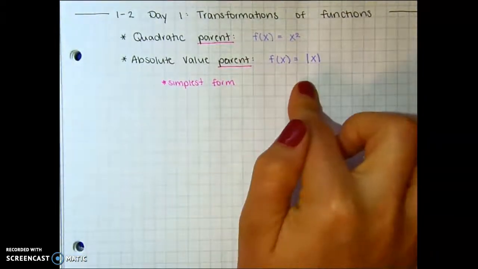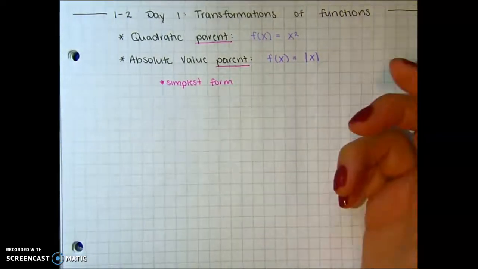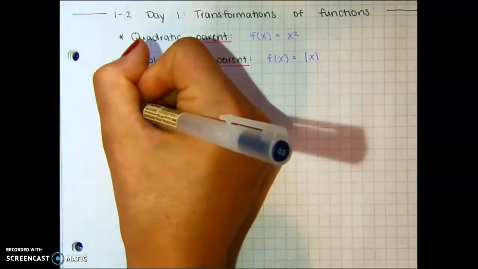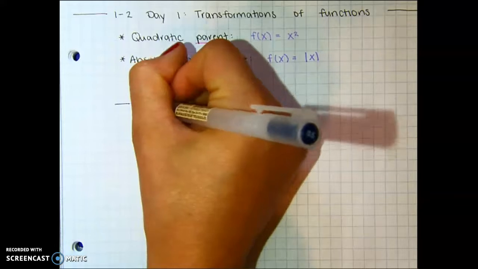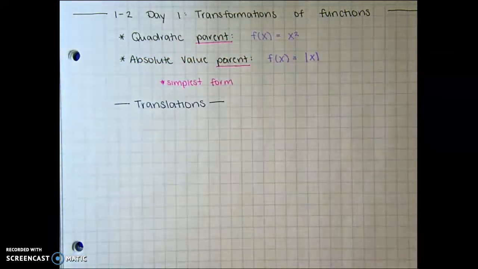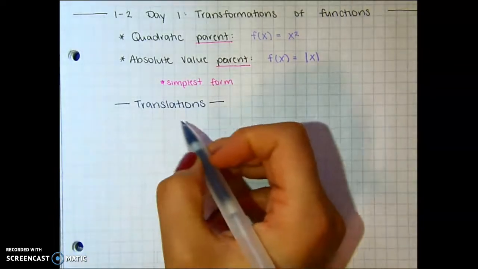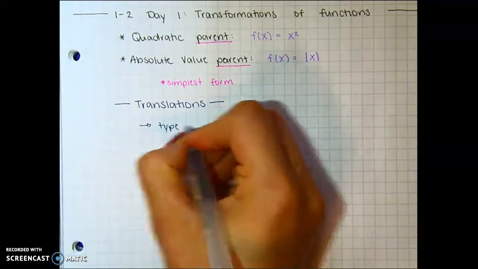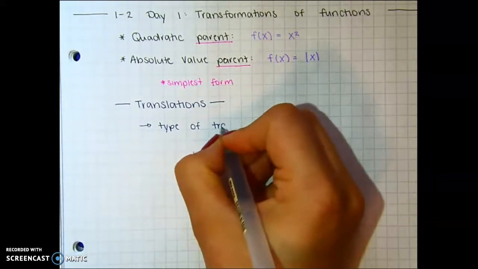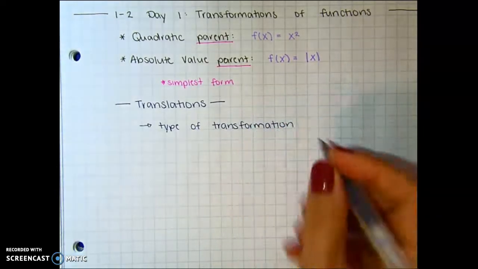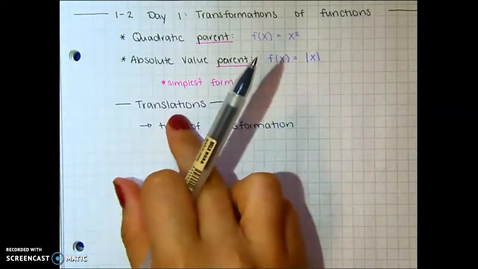Is this being moved around? So today our main focus is going to be translations. Translations, if you've forgotten from Algebra 1, I think you do it a little bit in geometry too, but it's been a while since I taught it. We did when I taught it at least. So translations are a type of transformation. So transformation, big picture, translation, type.